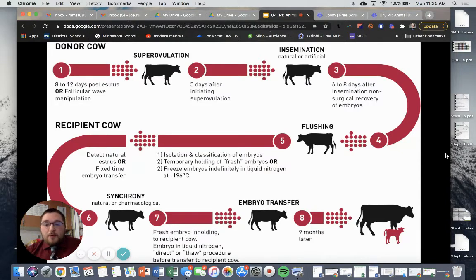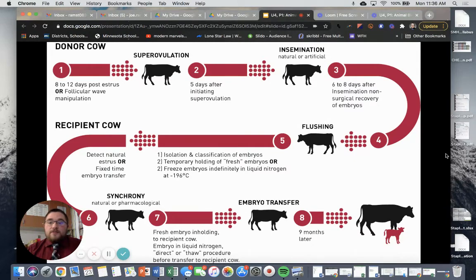So feel free to pause on this diagram or take a look at it, but this does a nice job explaining how the process works. So again, we started with superovulation, where we have more eggs being produced, and then we initiate that superovulation, we inseminate, we allow that flushing process to occur with our catheter, then we ensure that all of the animals are in sync, or synchronous, and then the actual embryo transfer occurs. And then 9 months later, the new calf is born.